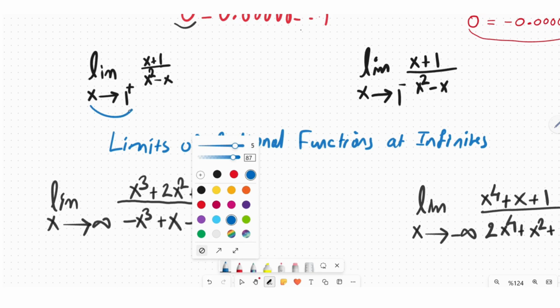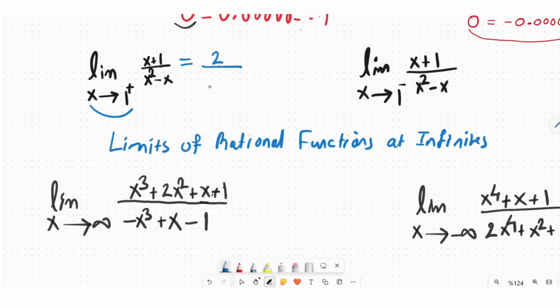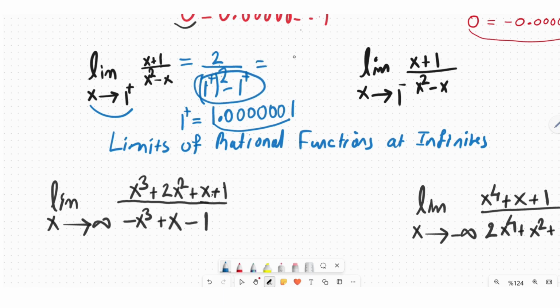So as x goes to 1, the top is approaching 2, and consider the bottom, 1 to the power plus, squared, minus 1. What does 1 to the power plus mean? We may regard it as a number which is very close to 1 but bigger than 1. When we substitute any number like that into this expression, we are going to have a number which is very close to 0 but positive. So the answer will be infinite.